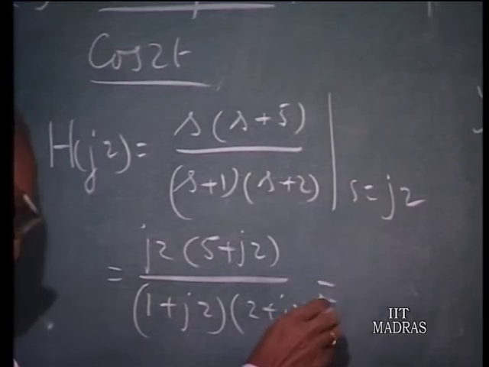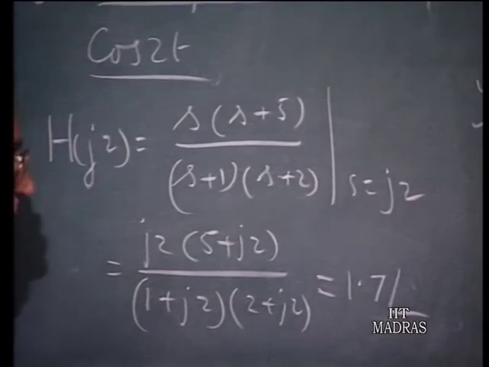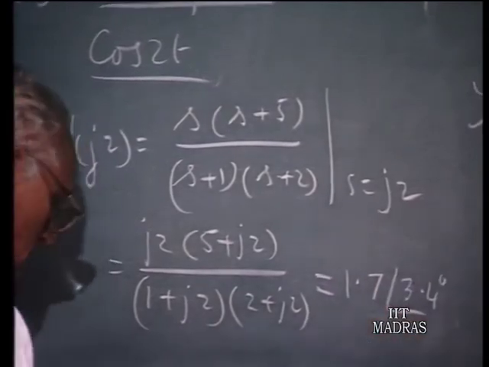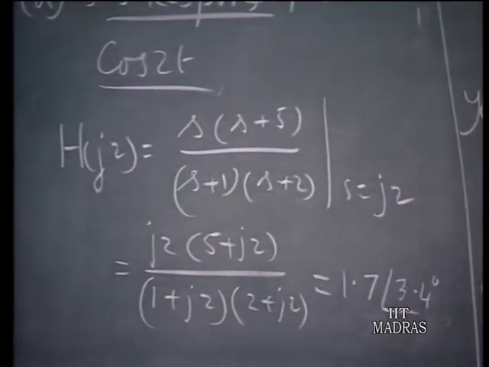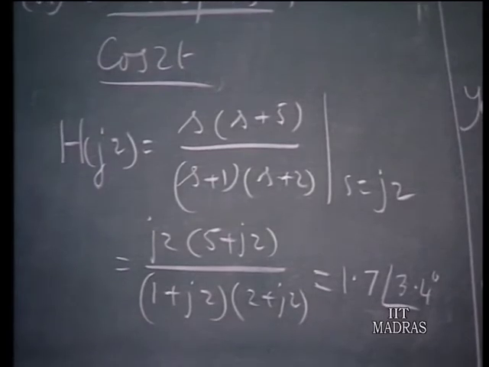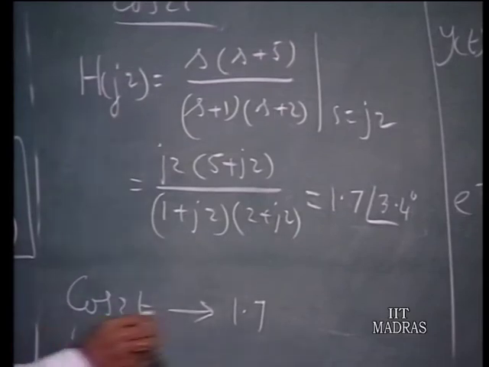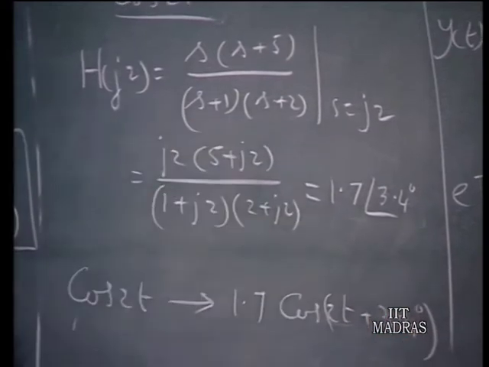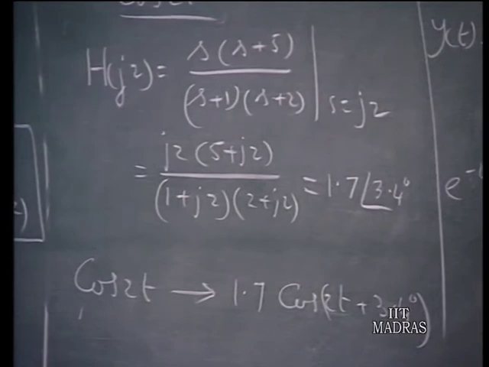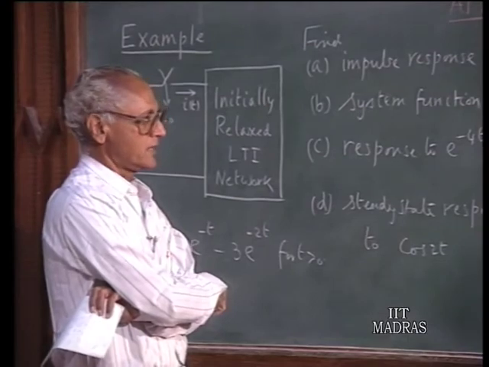approximately 1.7 at an angle of 3.4 degrees. So when you substitute this j2 for s and evaluate this, the frequency response function H(j2) turns out to be 1.7 at 3.4 degrees. So if cos 2t is the input, the steady state response of that will be 1.7, this is the magnitude of the frequency response function, cos(2t plus 3.4 degrees). So this frequency response function tells us how the amplitude and the phase of the sinusoid are modified as far as the steady state response is concerned.